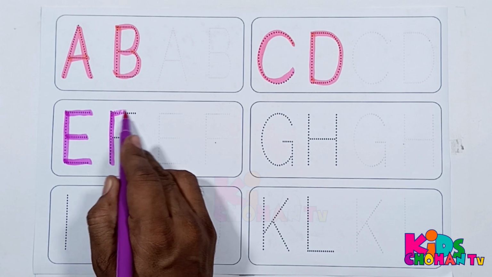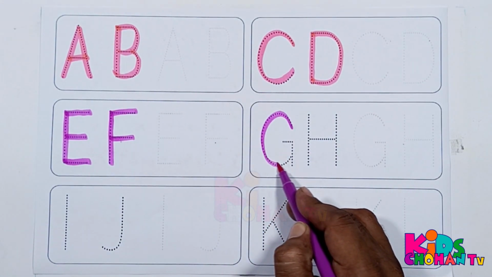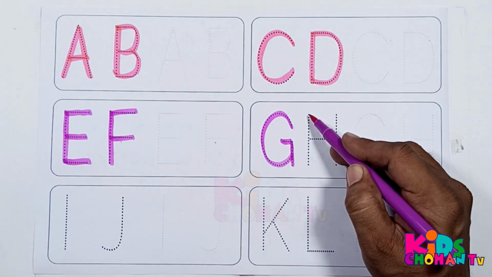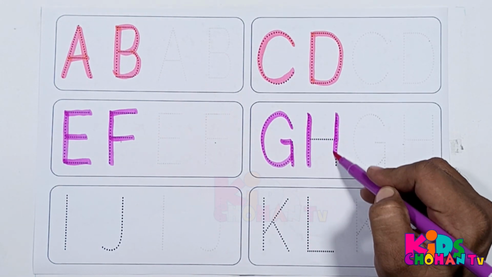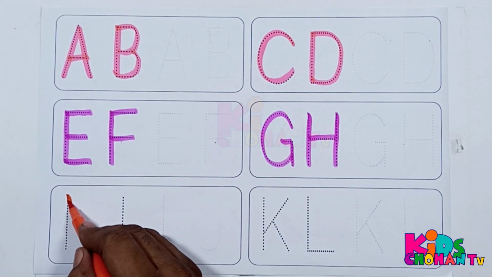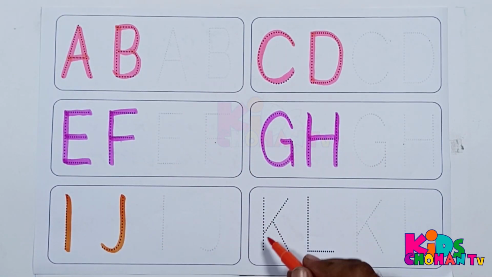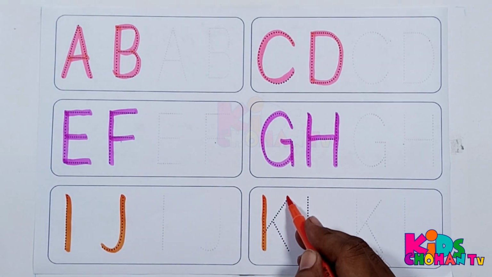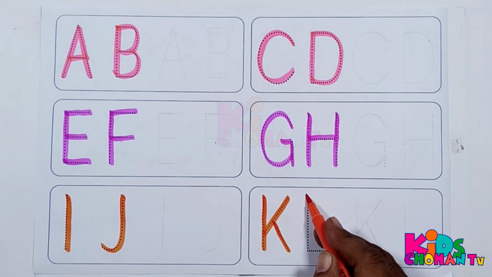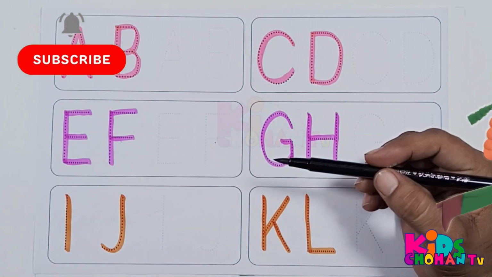Now we are tracing letter F. This is letter G. H. Orange color. I. J. This is letter K. Kids, we are tracing letter L. Black color.